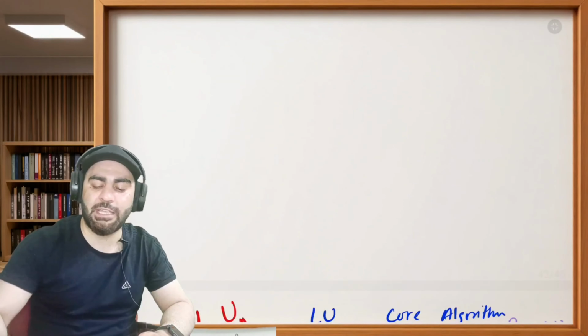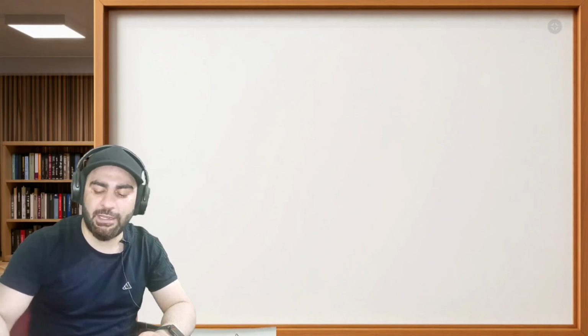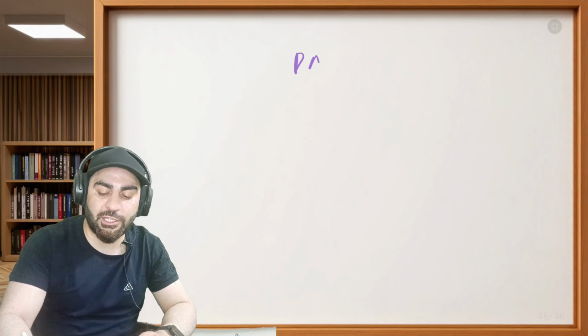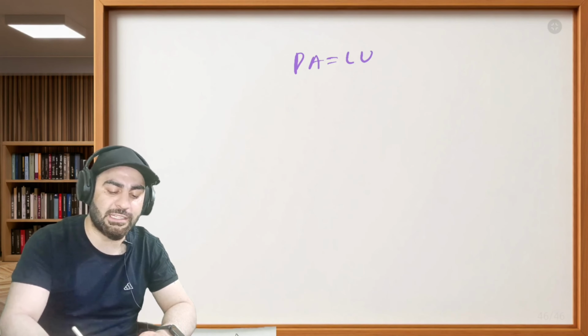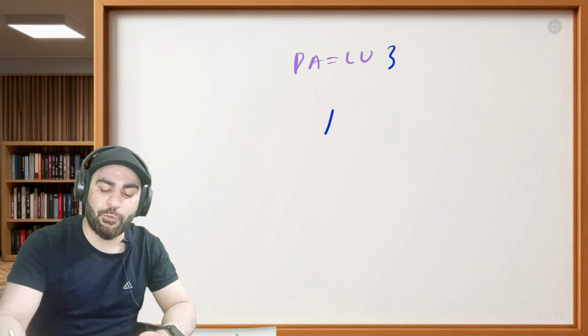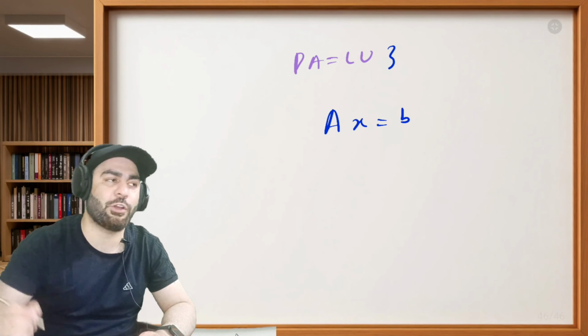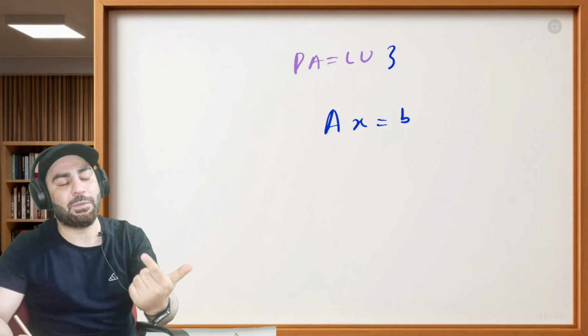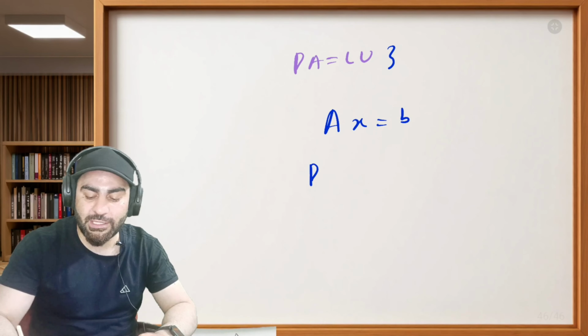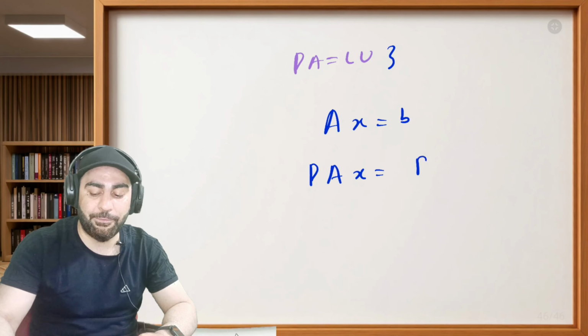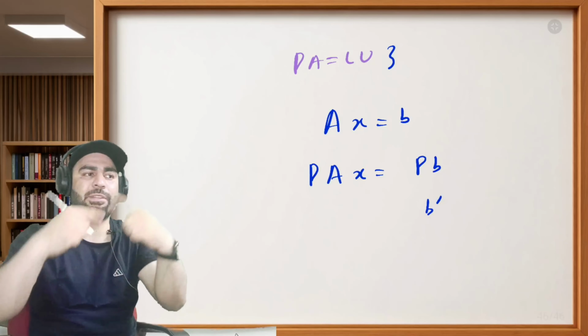Suppose now you have PA is equal to LU. This is a separate algorithm, the LU decomposition algorithm, but we are solving Ax is equal to B. There might be a possibility that there are row exchanges, so you can say PA of X is equal to PB. B will be changed, so we can write B dash, because there will be some permutation applied to it.